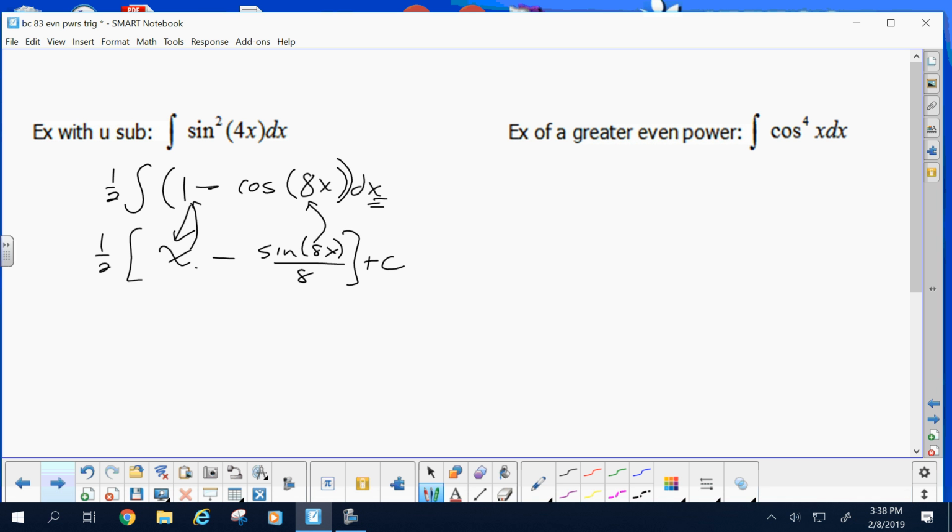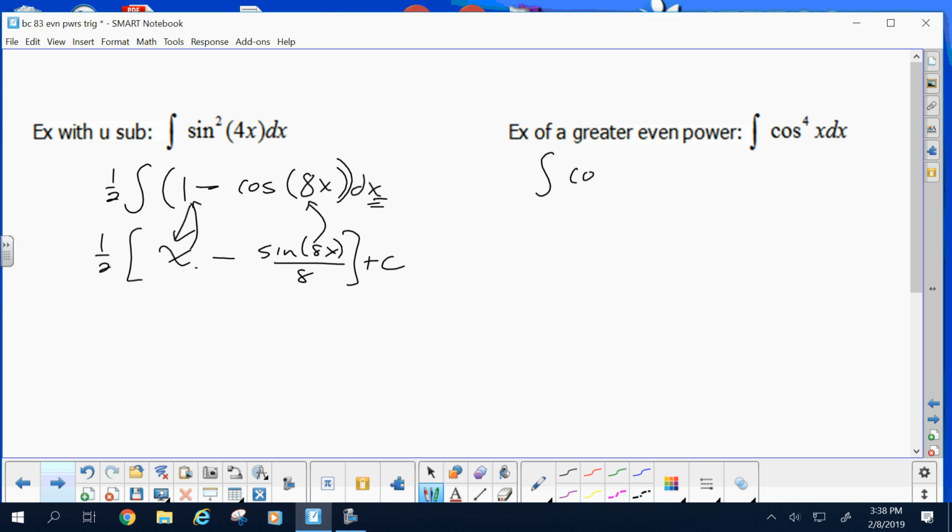If you have a greater or even power, then things get a little nasty. So here's the idea. I could try the old stripping off a single cosine, but then I'd have cosine cubed and cosine, and that doesn't do me any good because I don't have any identities for cosine cubed. So that stripping off method doesn't work for even powers. It works for odd powers, where after you strip off a single sine to the first, you have sine squared. That's an identity. So it's a different approach here.